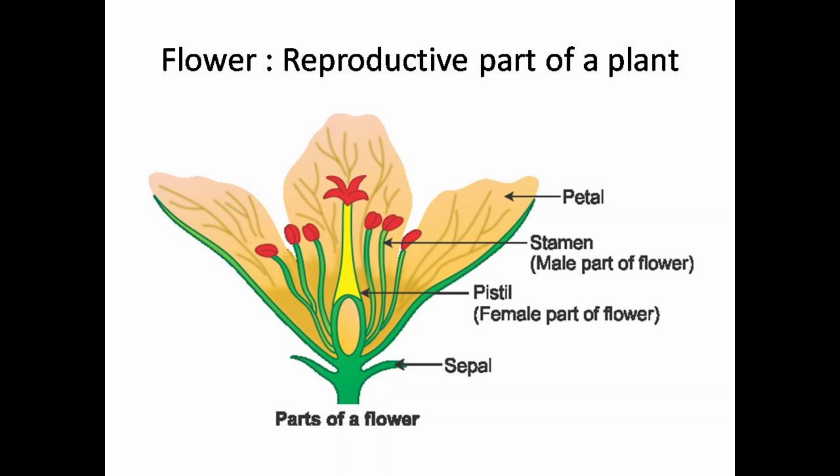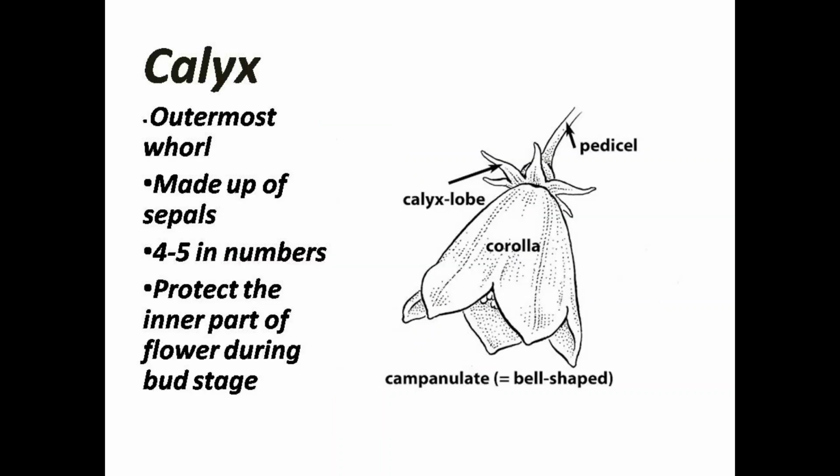A flower is a reproductive part of a plant. It is attached to the stem by a stalk called pedicel. The tip of the pedicel is swollen and called thalamus. It has four parts: sepals, petals, stamens, and pistil. Their scientific names are calyx, corolla, androecium, and gynoecium.